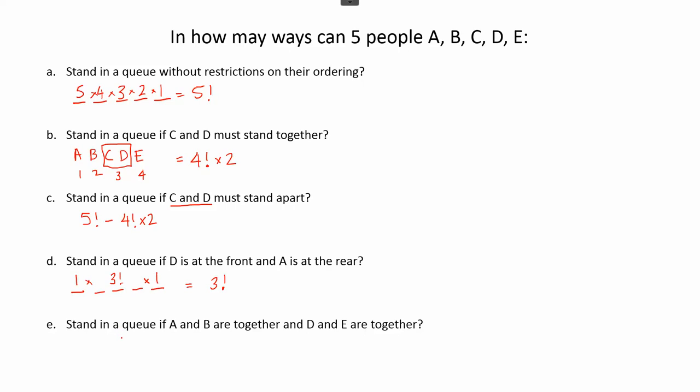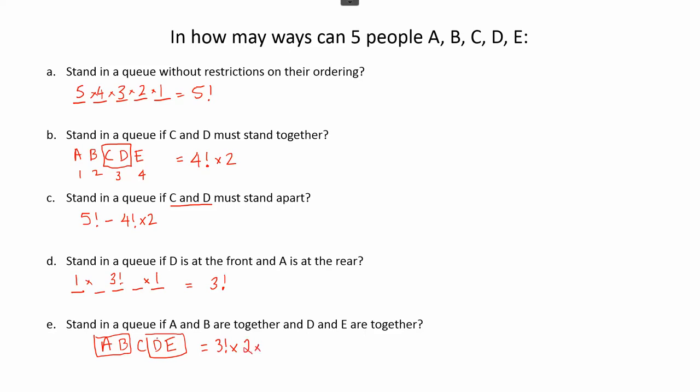And the last part of the question, similar to part B, except this time we've got A and B together and D and E together. So again, we can list them out, A, B, C, D, and E. And if A and B are together, we treat them as one object. If D and E are together, we treat them as one object. So really what we're doing is we're arranging 3 objects, and that can be done in 3 factorial ways.